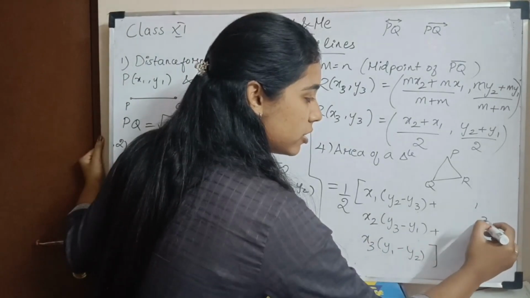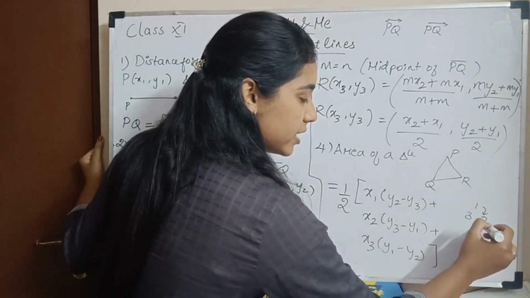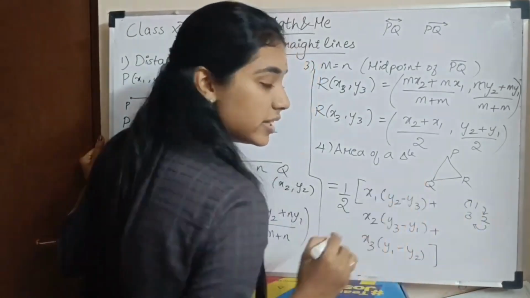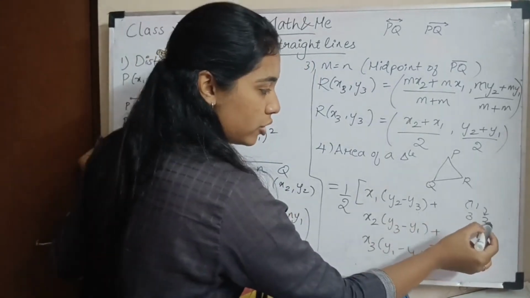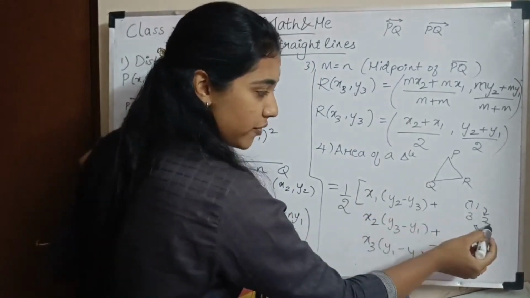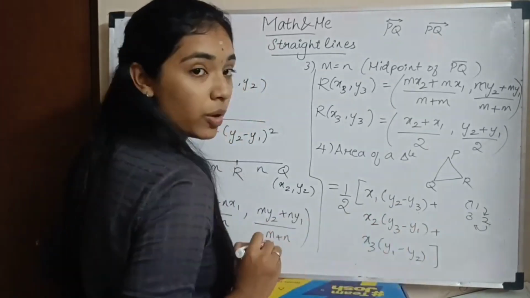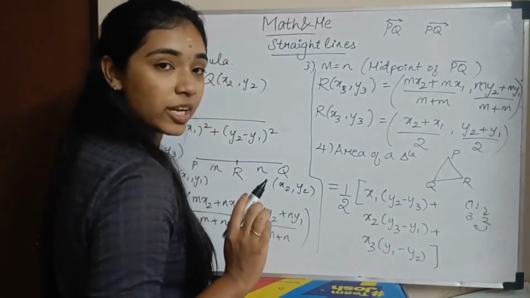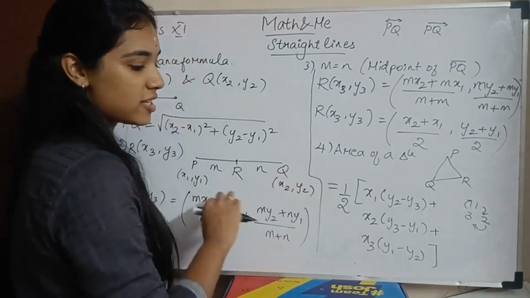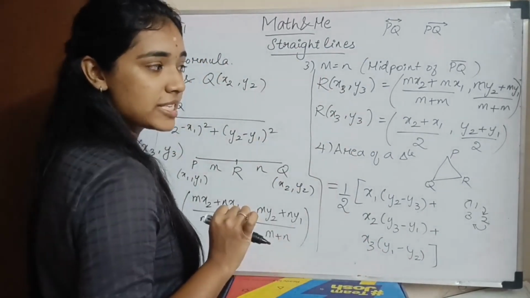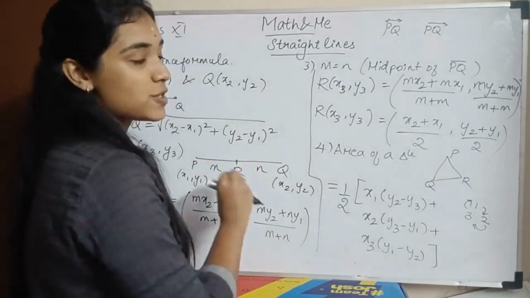So when you have 1, 2, 3, it keeps going around. It will only go around. So you have 1, 2, 3, 1, 2, 3. You have 2, 3, 1, 2, 3, 1, and you have 3, 1, 2, 3, 1, 2. This is how you can easily remember the area of a triangle formula. Okay. So these are all the 4 consolidated formulas, and we'll see some examples using these formulas.